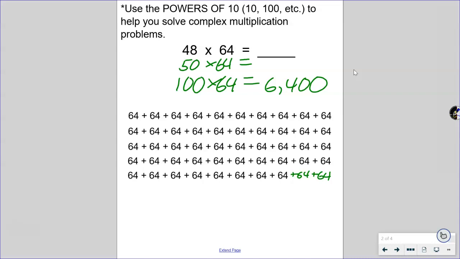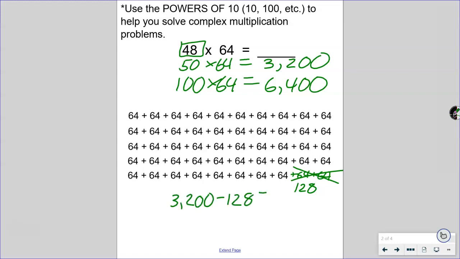So half of 6,400 is going to be 3,200. Now, that's not our answer because the original problem was asking us, hey, what is 48 groups of 64? And so now I need to go ahead and remove the 2 extra 64s. And by the way, taking away 2 64s is the same thing as taking away 128. So now I need to come down here and say, okay, 3,200, take away 128.